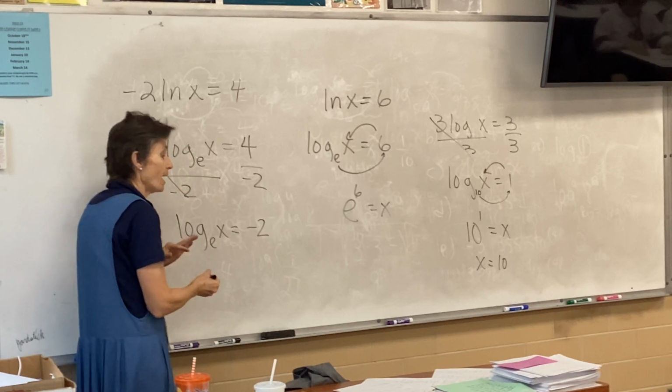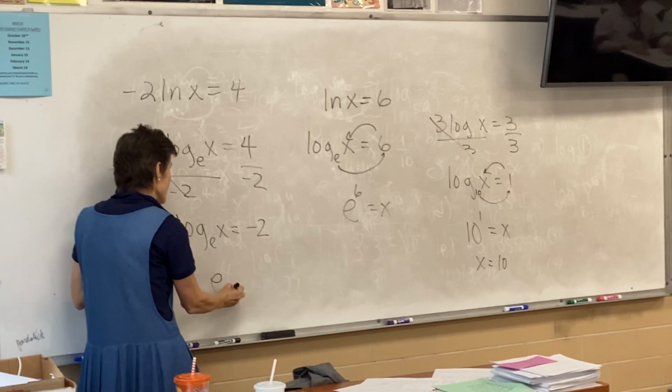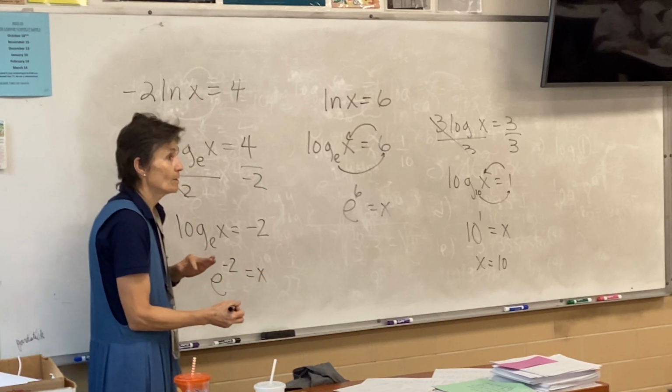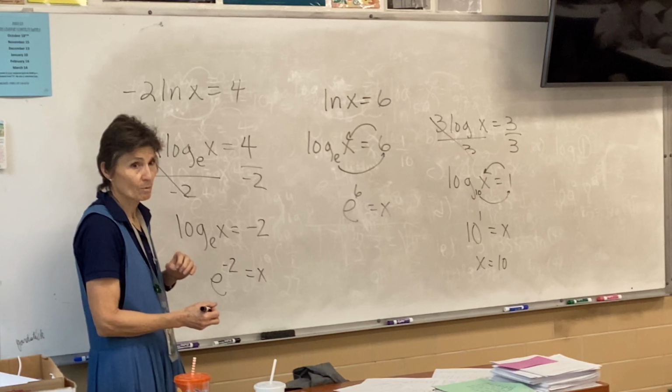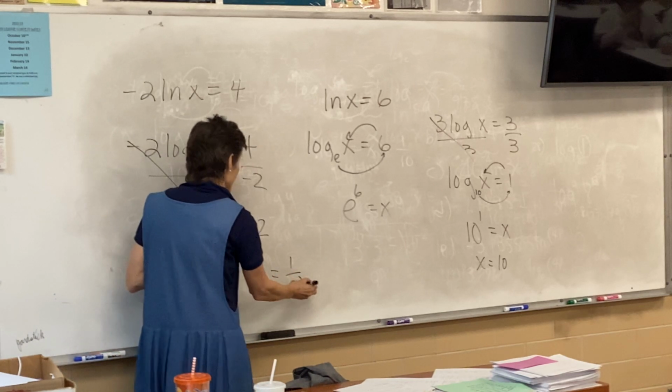So then I can start with the base. e to the -2 equals x. We do not like negative exponents. So what do we do with a negative exponent? 1 over e squared. So your answer is going to be 1 over e squared.